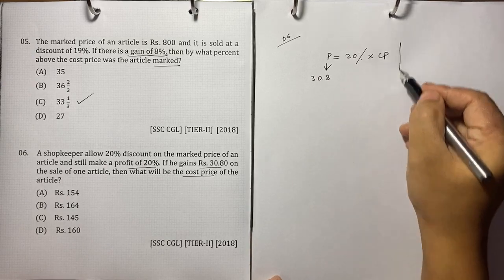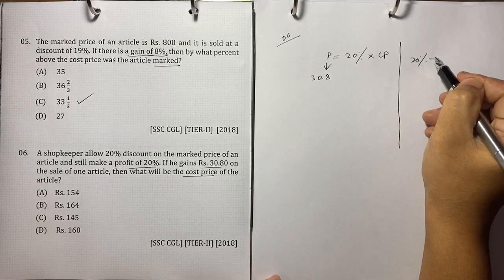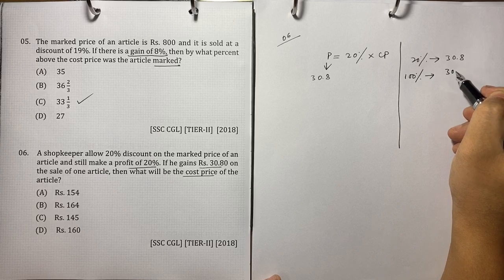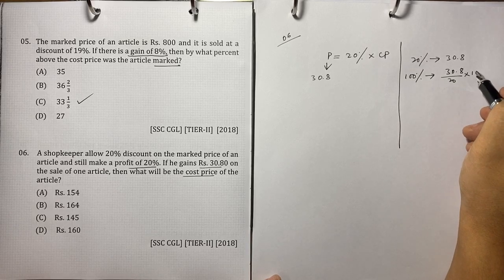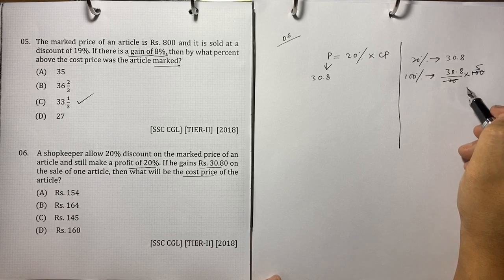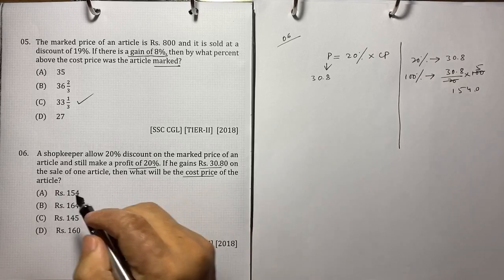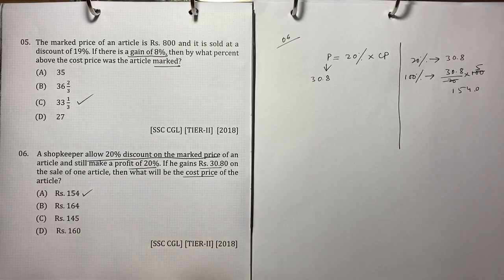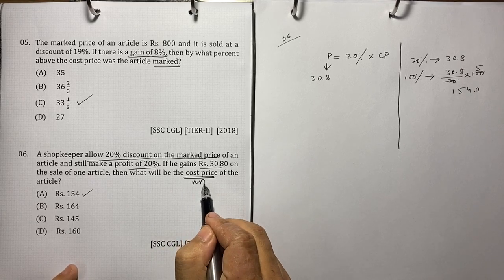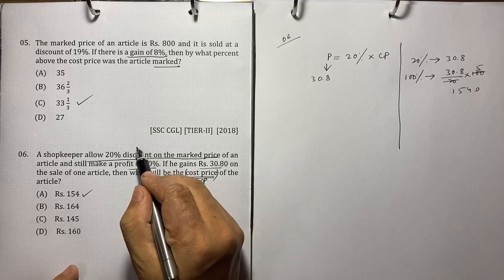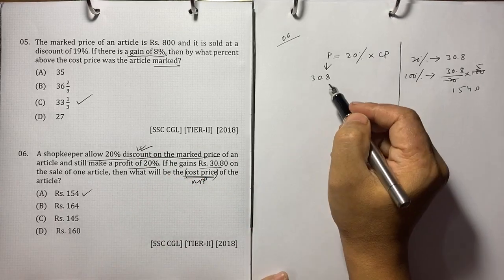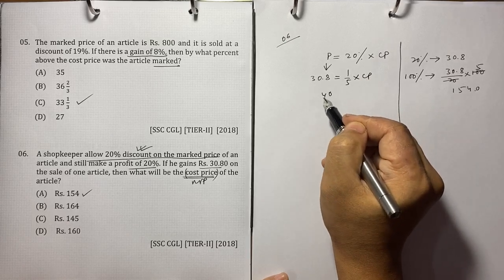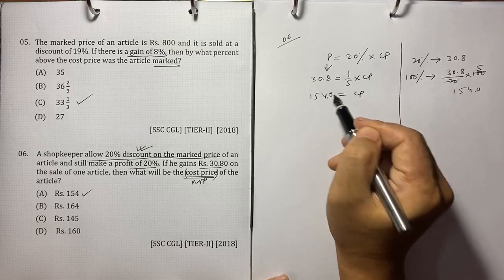It is 30.8. So 20% of cost price is 30.8. Now 100% of cost price is 30.8 divided by 20 into 100. Cancel it, multiply by 5, it is 15.4. So this will be the answer. The mark price information is unnecessary information. So it is equal to 1 by 5 into cost price, multiply by 40, 15 equal to cost price.